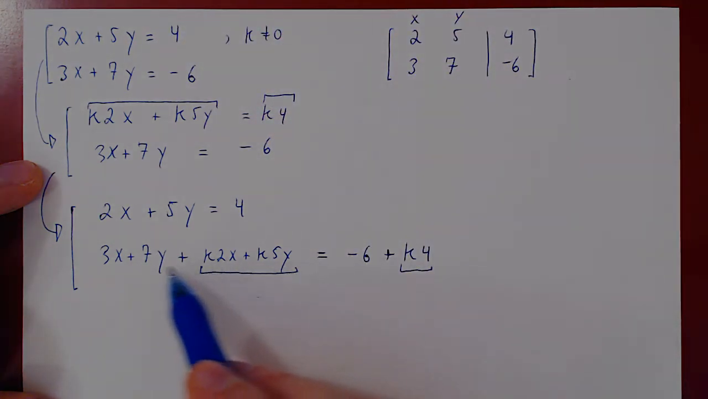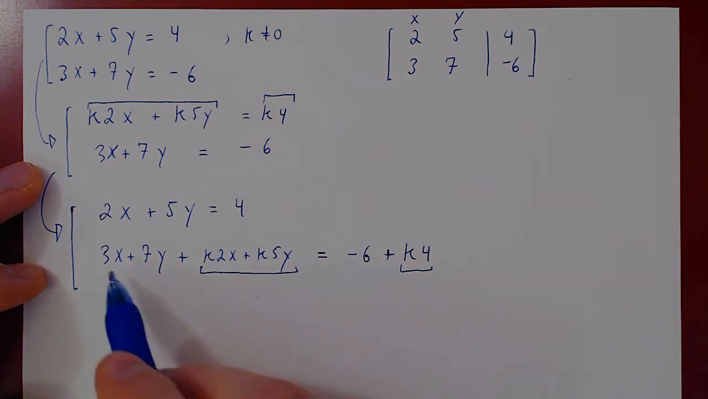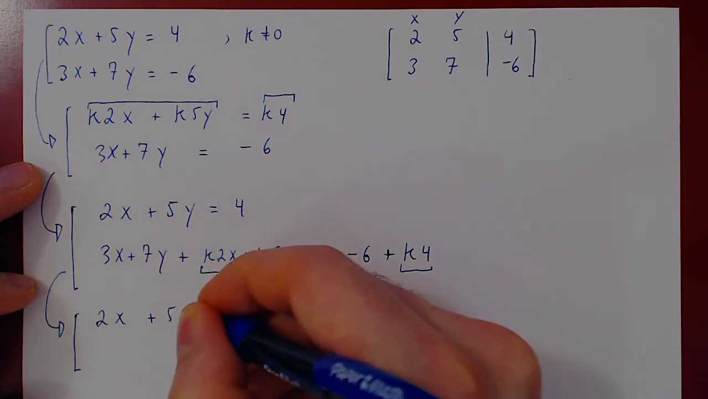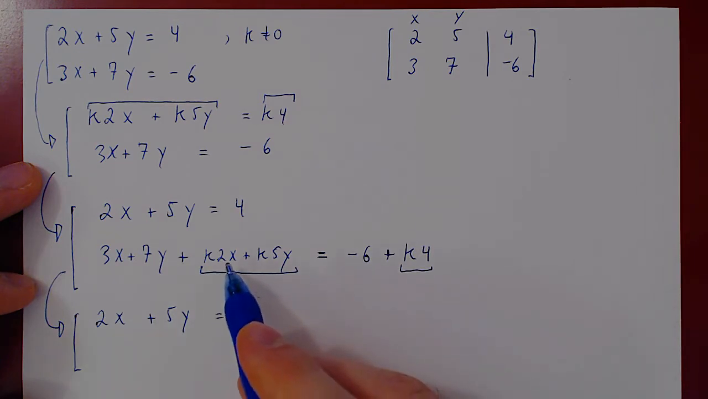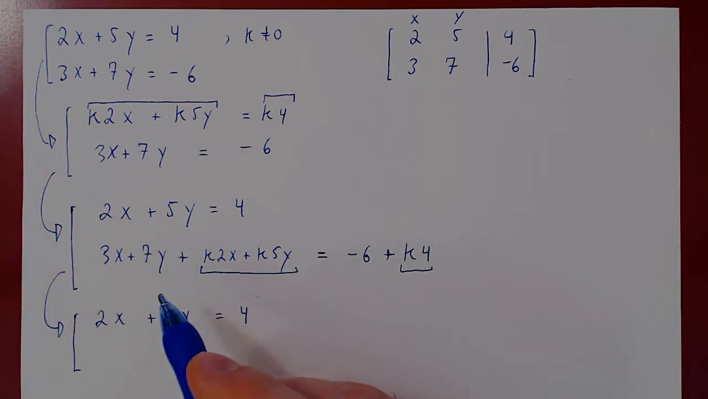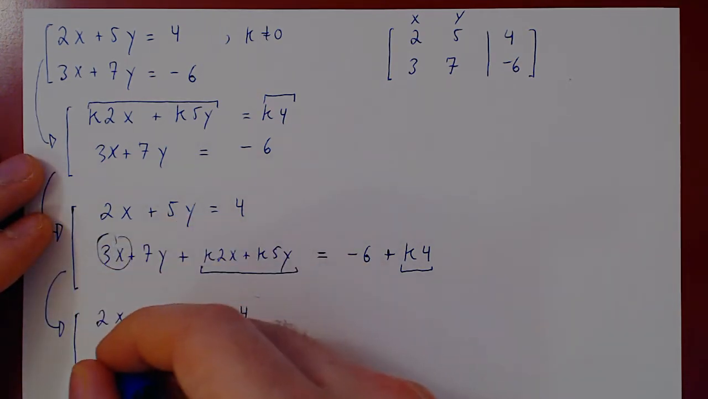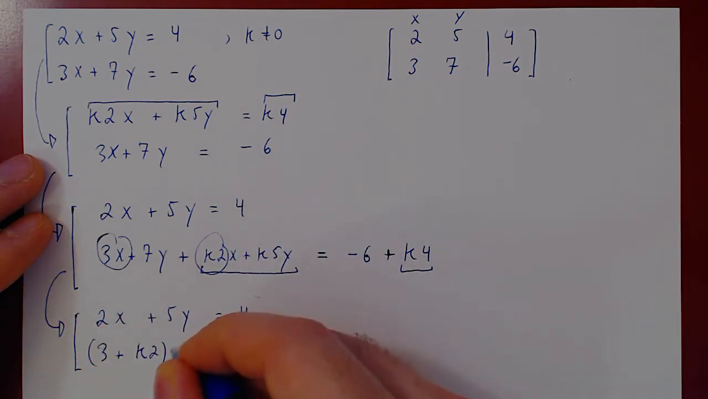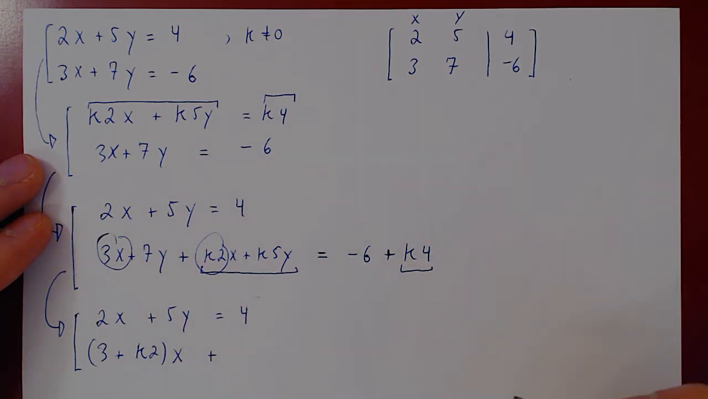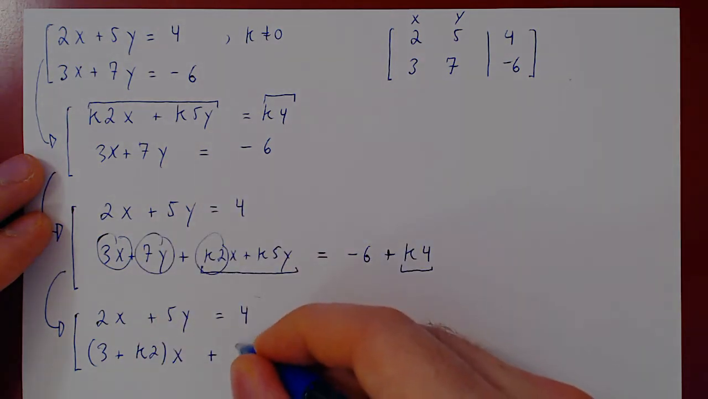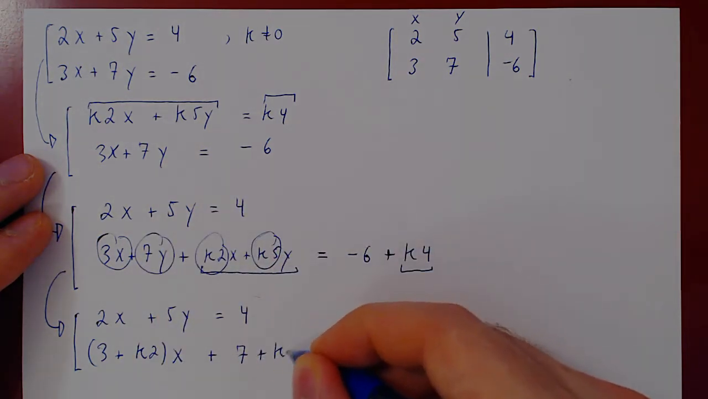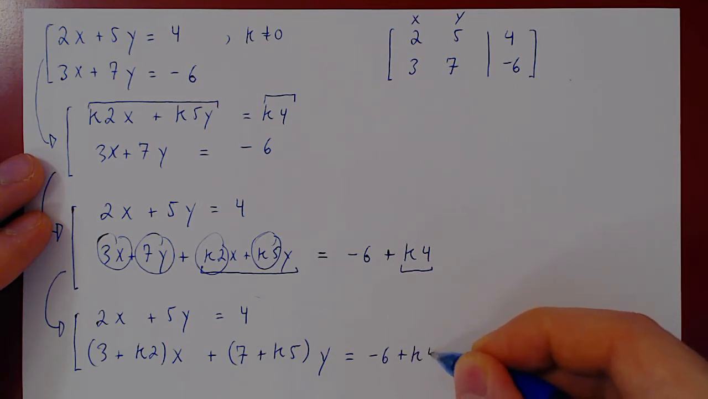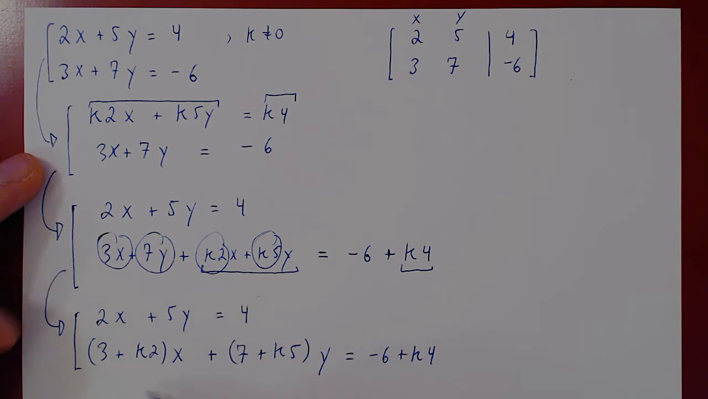But let's rewrite this properly. There's one last thing we can do and simplify. We can rewrite the first equation as we're not changing it. And let's see, there are two multiples of x and there are two multiples of y here. Let's combine them. We'll have 3 times x plus k2 times x. Then plus multiples of y, 7 times y plus k5 times y. And this equals negative 6 plus k4. And so this is what we wanted.